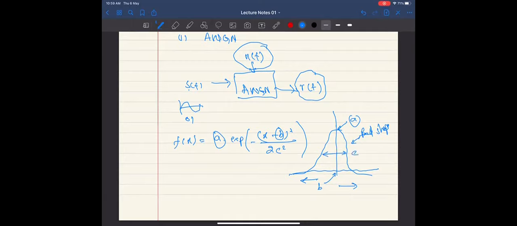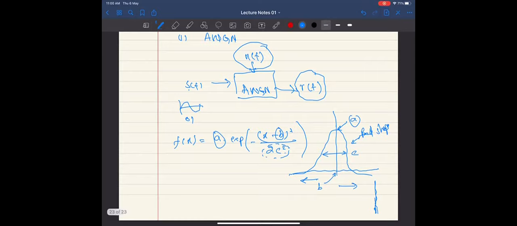The width c should never be equal to zero, since it is in the denominator. When it becomes equal to zero, it becomes a spike. It will be no more Gaussian, right? So it should be a non-zero term, so c should have some width. Now, after this, the Gaussian is used to represent the PDF of normally distributed random variables.